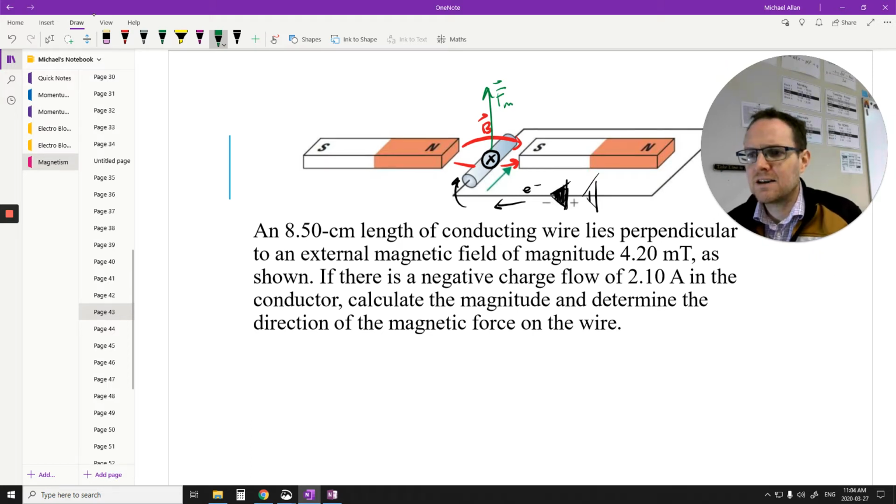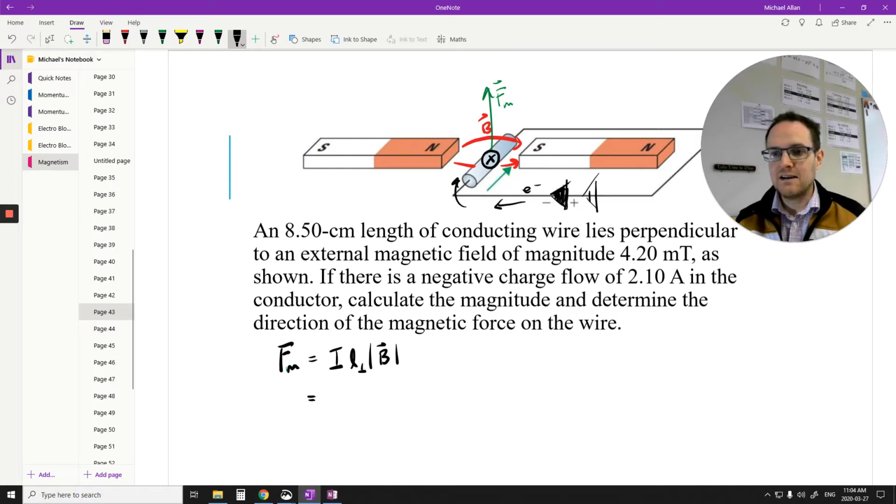Okay, so what do we want? We want to determine the magnetic force. Because we're talking about a wire, it's going to be ILB. And the L has to be perpendicular. It looks pretty perpendicular in this picture here. So we have all the information we need here.